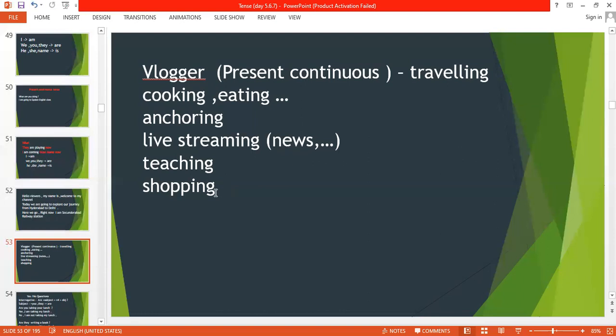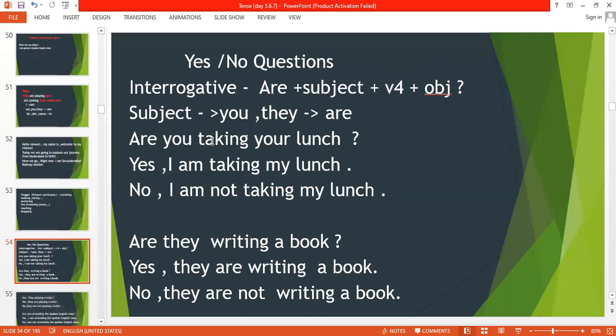So this is all about the present continuous. Further, if you want to have a question, you can have a look.